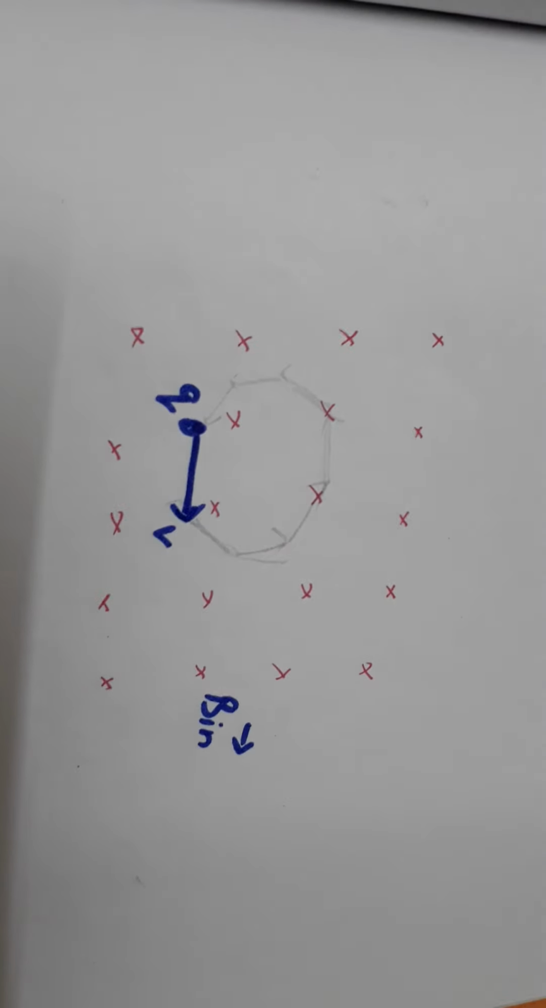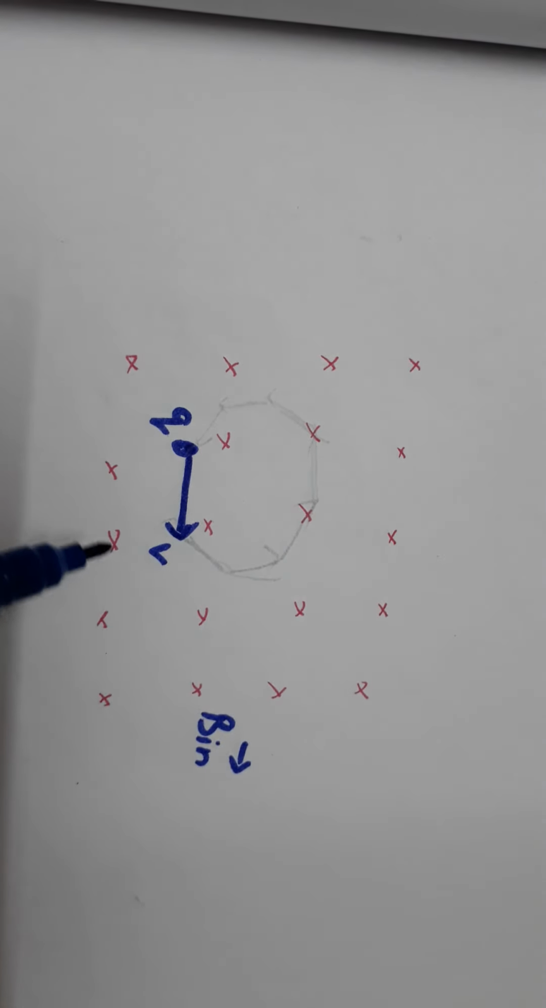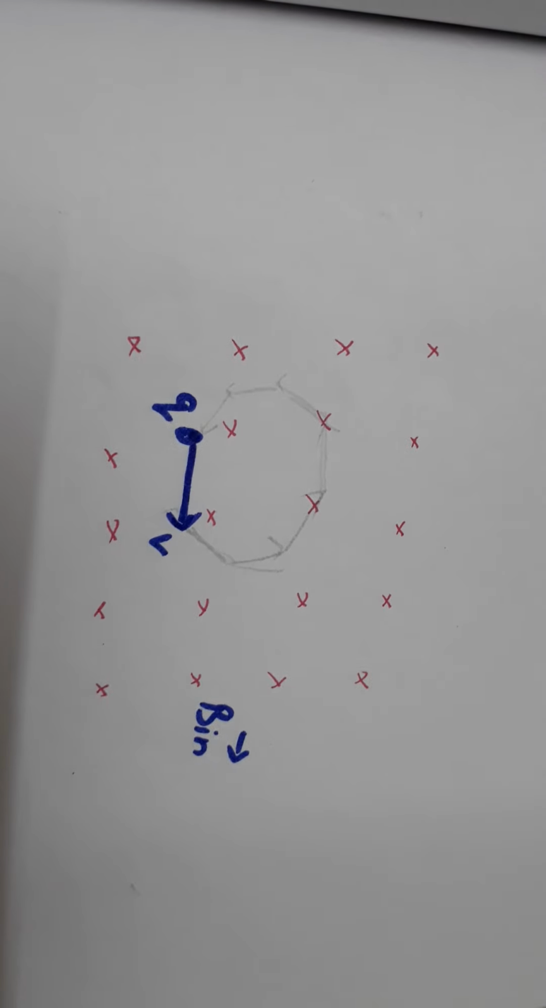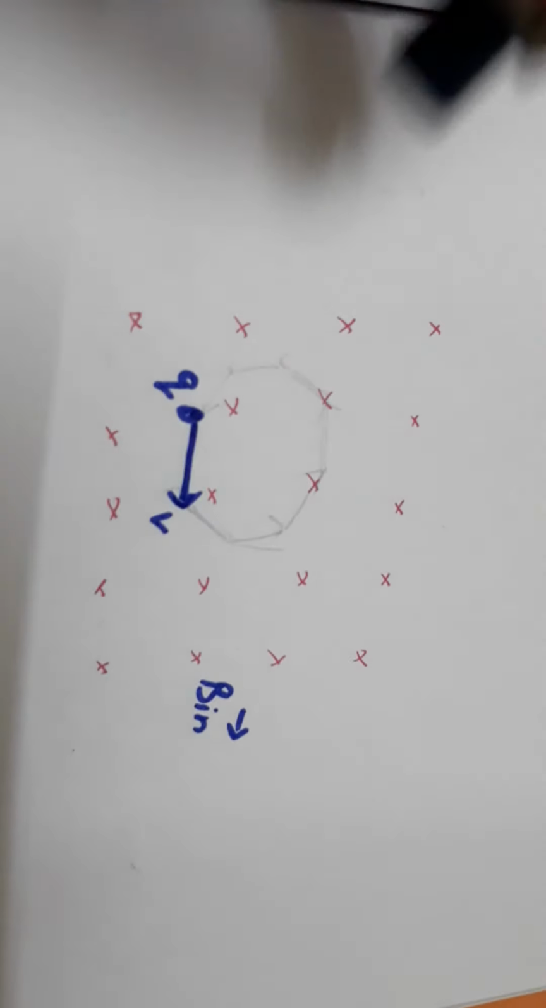Now, if we look at this diagram, children, you can see a magnetic field. That is, I have represented as the cross. That is, the magnetic field is acting perpendicular to the paper and it is acting inward, right? It is acting in this direction. It is acting into the paper and perpendicular.